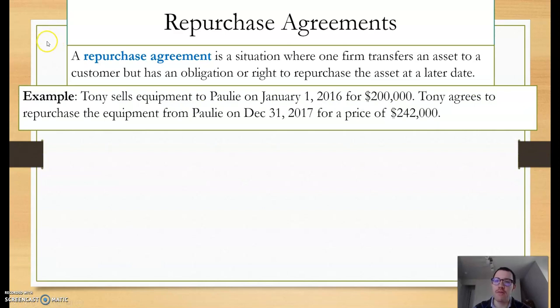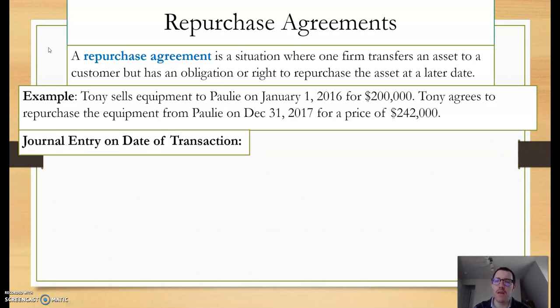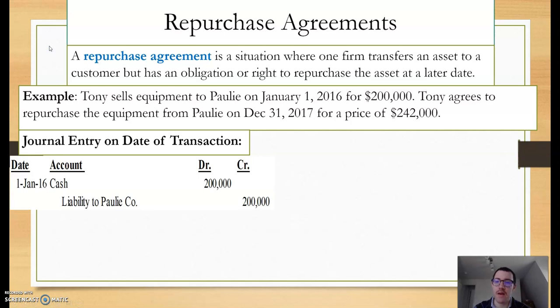So let's say Tony sells equipment to Poly on January 1st, 2016 for $200K. However, Tony agrees to repurchase the equipment from Poly on December 31st, 2017, so 2 years later, at a price of $242,000. So on the date of this initial transaction, there will be no sales revenue. This is important. This is not a sale. Tony gets cash, but at the same time, he now has a liability to Poly Company. You can call it whatever you may want, some kind of payable here, but this is the idea.